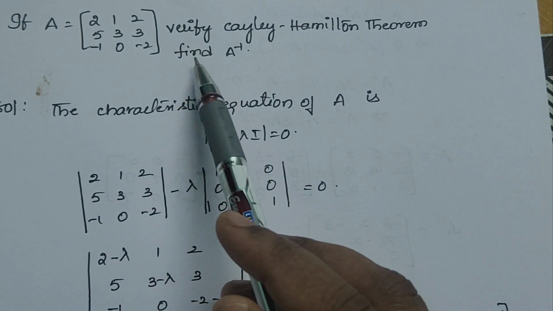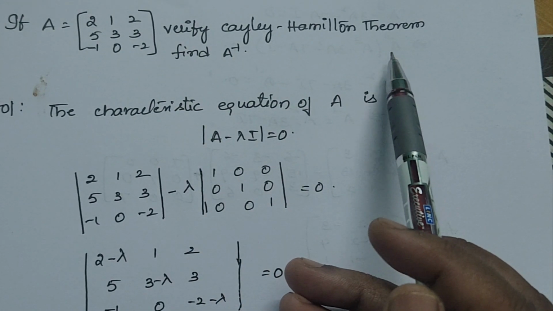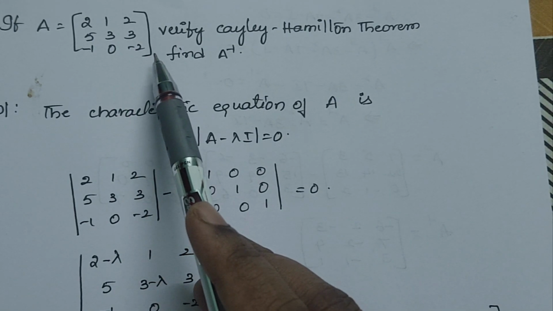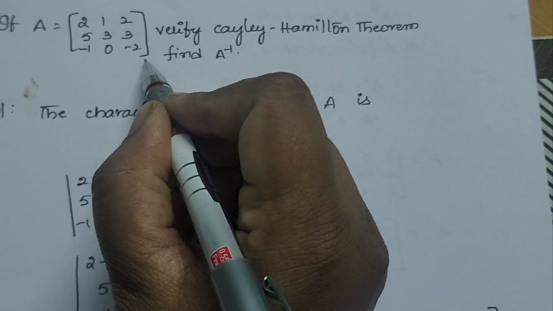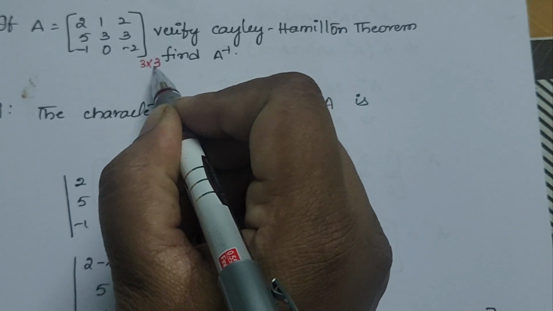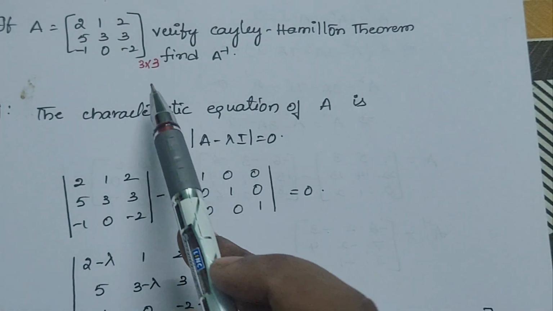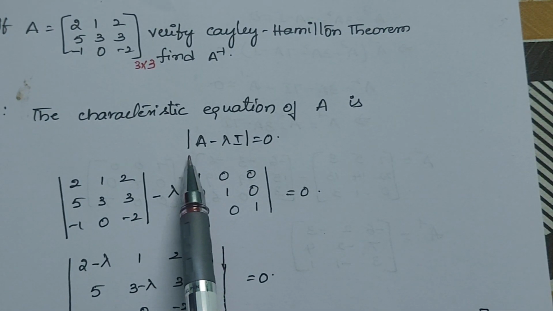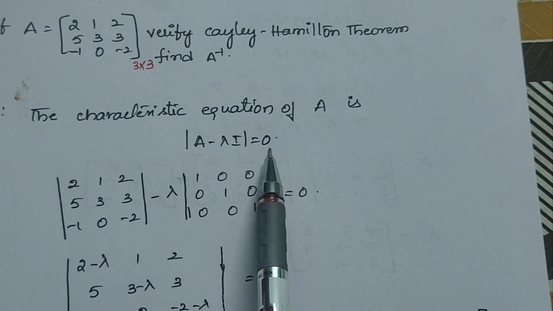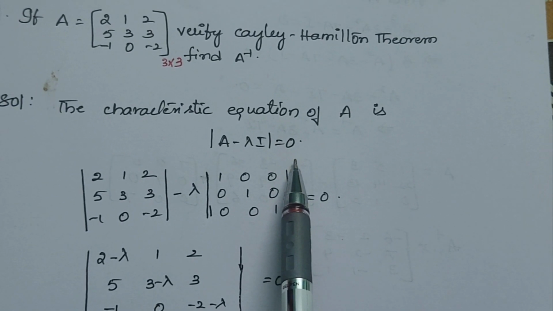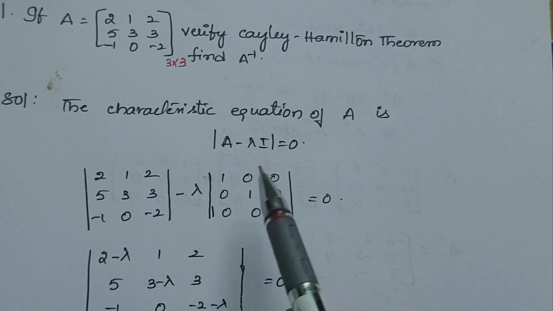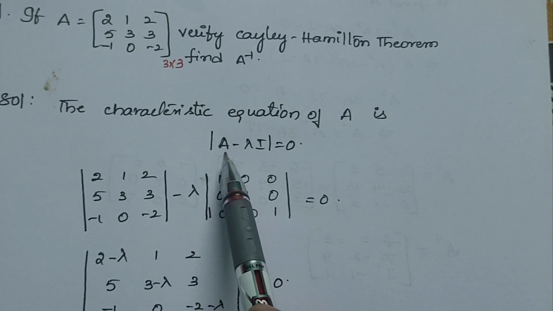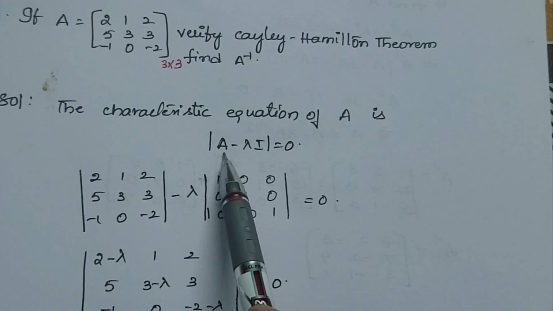So the statement of Cayley-Hamilton theorem is every square matrix satisfies its characteristic equation. Square matrix means of order n by n. Here this matrix is a square matrix, its order is 3 by 3. Now what is the characteristic equation? Det of A minus lambda I is equal to 0 is the characteristic equation. Now we have to show that every square matrix A satisfies its characteristic equation.